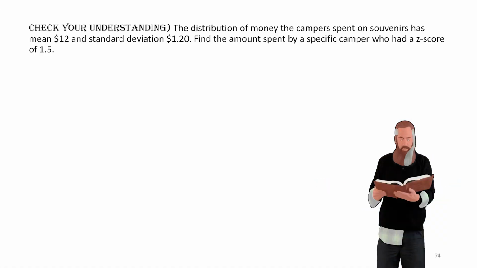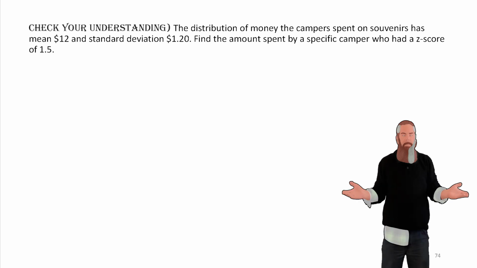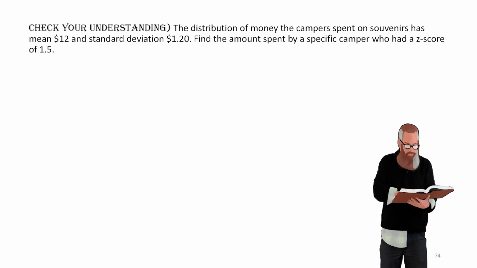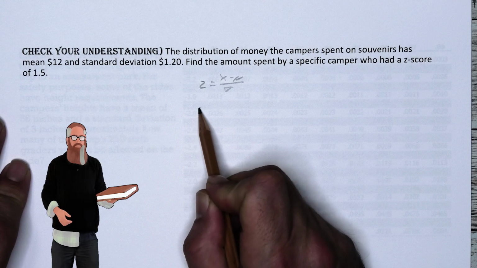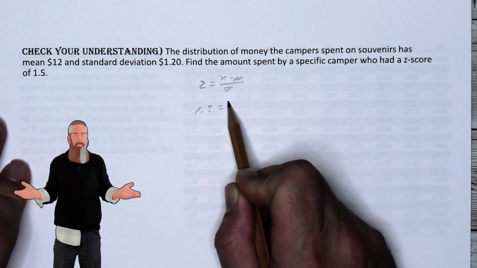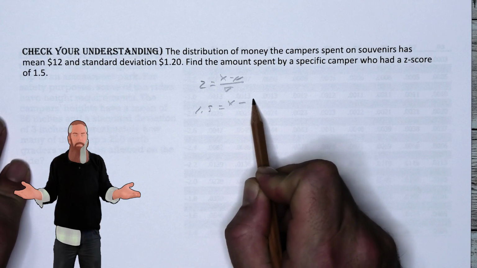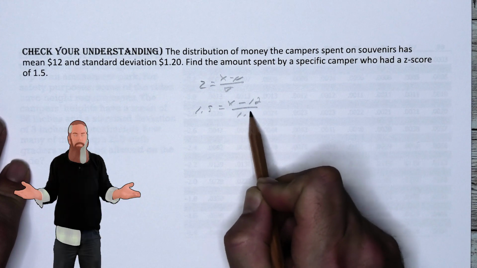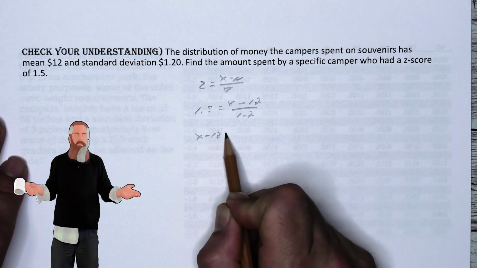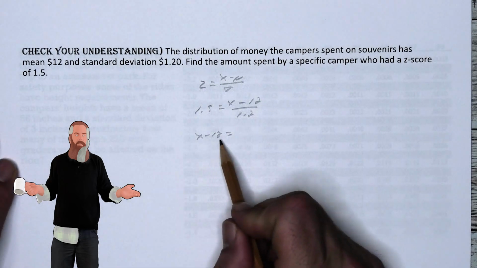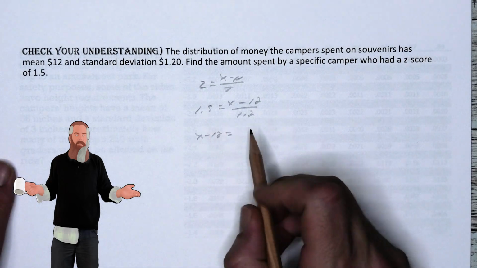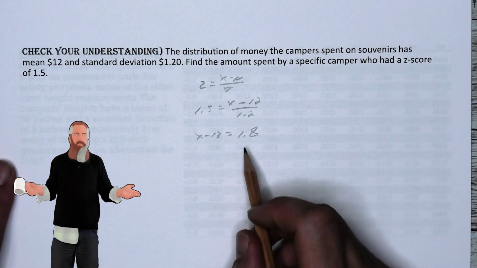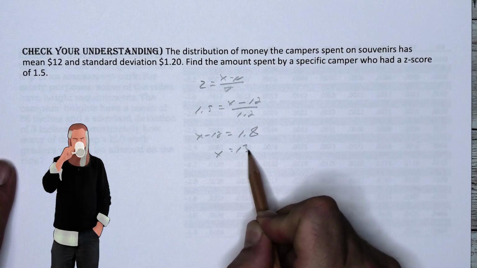Let's check your understanding. The distribution of money the campers spend on souvenirs has a mean of $12 and a standard deviation of $1.20. Find the amount spent by a specific camper who had a z-score of 1.5. If their z-score is 1.5, this is equal to x minus 12 divided by 1.2, so x minus 12 is equal to 1.5 times 1.2, which is 1.8. Adding 12 to that, we get that x is 13.8.